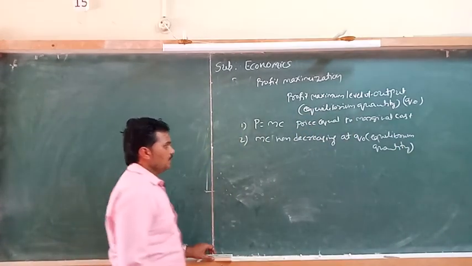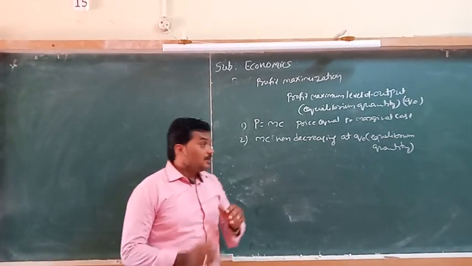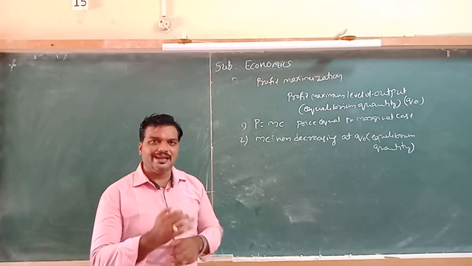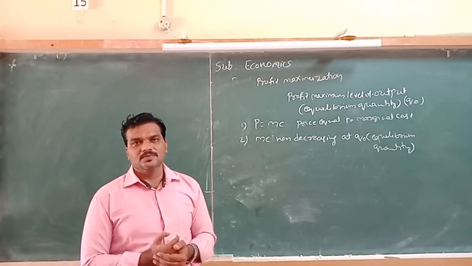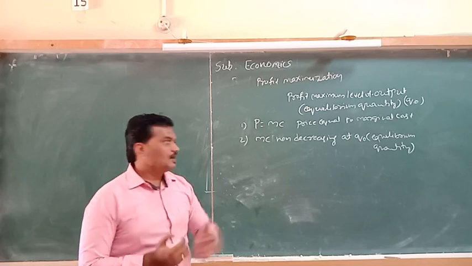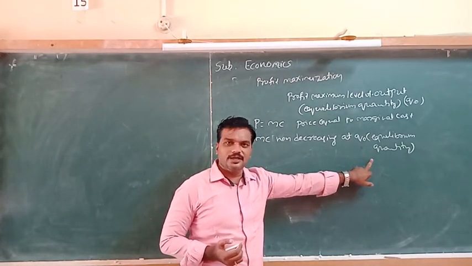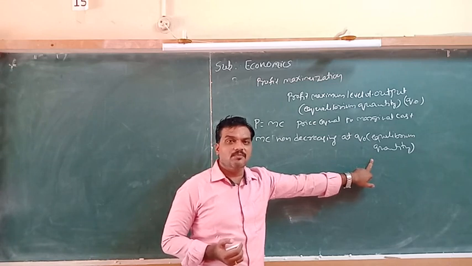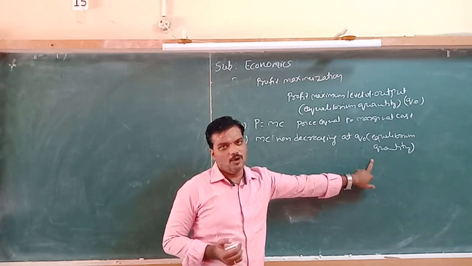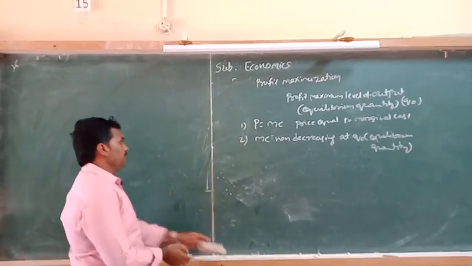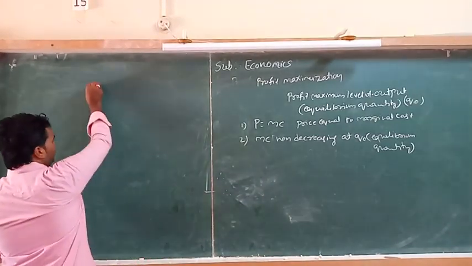Observe here. The marginal cost curve should be increasing, and above the price line. It should not be decreasing at Q naught. Q naught means equilibrium quantity, that is the profit maximizing level of output. It should be increasing. Okay, let me study with the help of a diagram. I will draw the diagram here. Just observe.